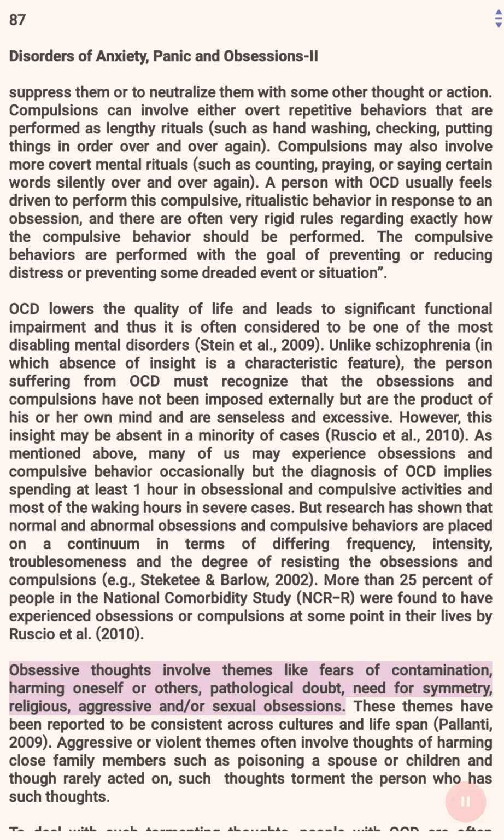Obsessive thoughts involve themes like fears of contamination, harming oneself or others, pathological doubt, need for symmetry, religious, aggressive and/or sexual obsessions. These themes have been reported to be consistent across cultures and lifespan. Pallanti, 2009. Aggressive or violent themes often involve thoughts of harming close family members, such as poisoning a spouse or children, and though rarely acted on, such thoughts torment the person who has such thoughts.